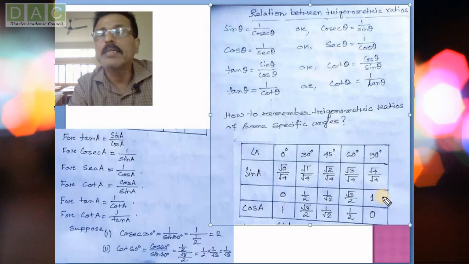Now the reverse of the sine values will be the cos values. See here, it is coming 1, root 3 by 2, 1 by root 2, half, 0.